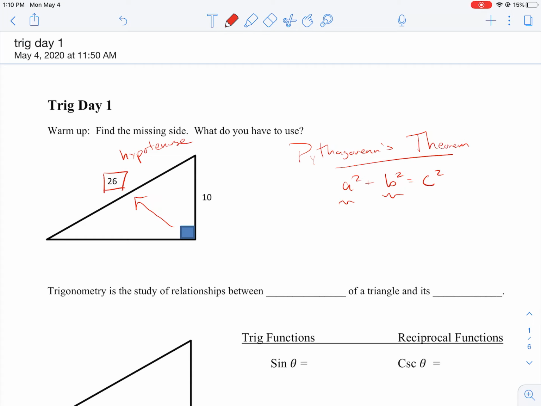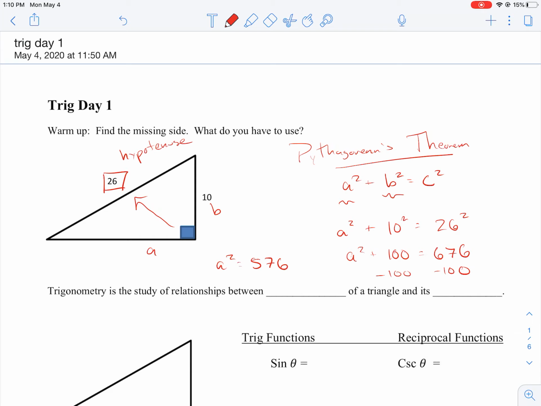You can mix up your a's and b's. I'm going to make this one a, this one b. Doesn't matter because addition is commutative. I don't know what a is, so a squared plus 10 squared is equal to 26 squared. So this is a squared plus 100 is equal to 26 times 26, which is 676. To find a, you subtract 100. You get a squared is equal to 576.